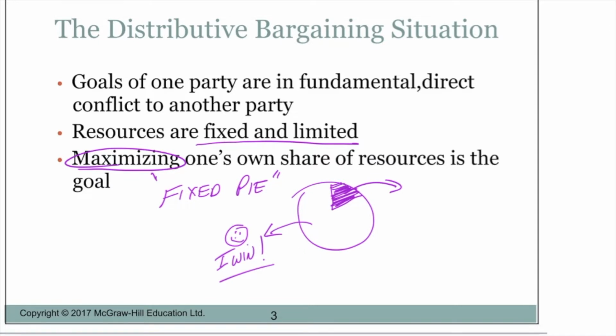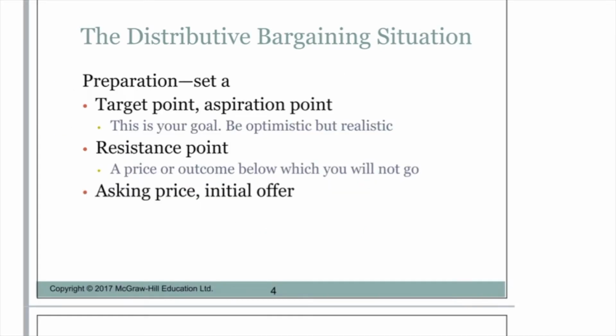So how do we enter into a distributive bargaining situation? There's so many of them, and very often we may not even realize we're doing this. But we have three things we need to do, basically. We need to set a target point. In other words, we need to have some sense of what we want that agreement to look like.